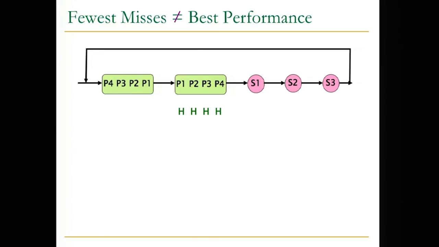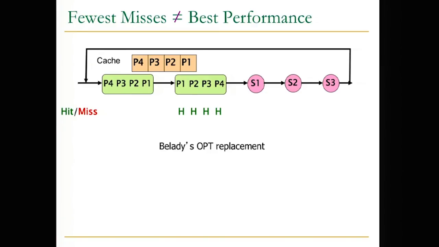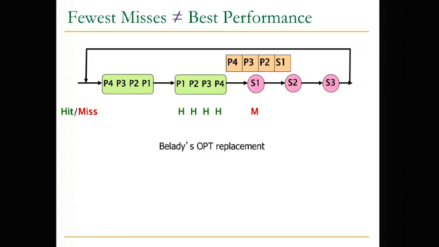So for the next block, you actually have a miss to S1. Let's look at the state of the cache. P4, P3, P2, P1 are in the cache at this point. This is the hit-miss indicator. With Belady's opt replacement, you miss on this one because it's not in your cache, and you need to replace something. What is that something? The thing that's going to be referenced furthest into the future. What's furthest into the future? Definitely not S1, not S2, not S3. You need to look at what's in your cache, of course. Is it going to be P4, P3, P2, or P1? You want to replace P1, because that's going to be referenced furthest into the future, if you know this access pattern magically. So you replace P1 with S1.